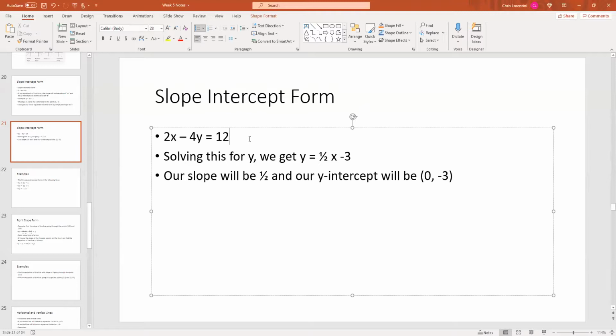So suppose I have 2x minus 4y equals 12, and I want to put this into slope-intercept form. So what I do is I solve this equation for y. I'm going to move the 2x over to the right, divide by -4, and I'll end up getting y is equal to 1/2 x minus 3. So our slope will be 1/2, our y-intercept will be (0, -3). Don't worry, we're going to do a couple of examples on the next slide.